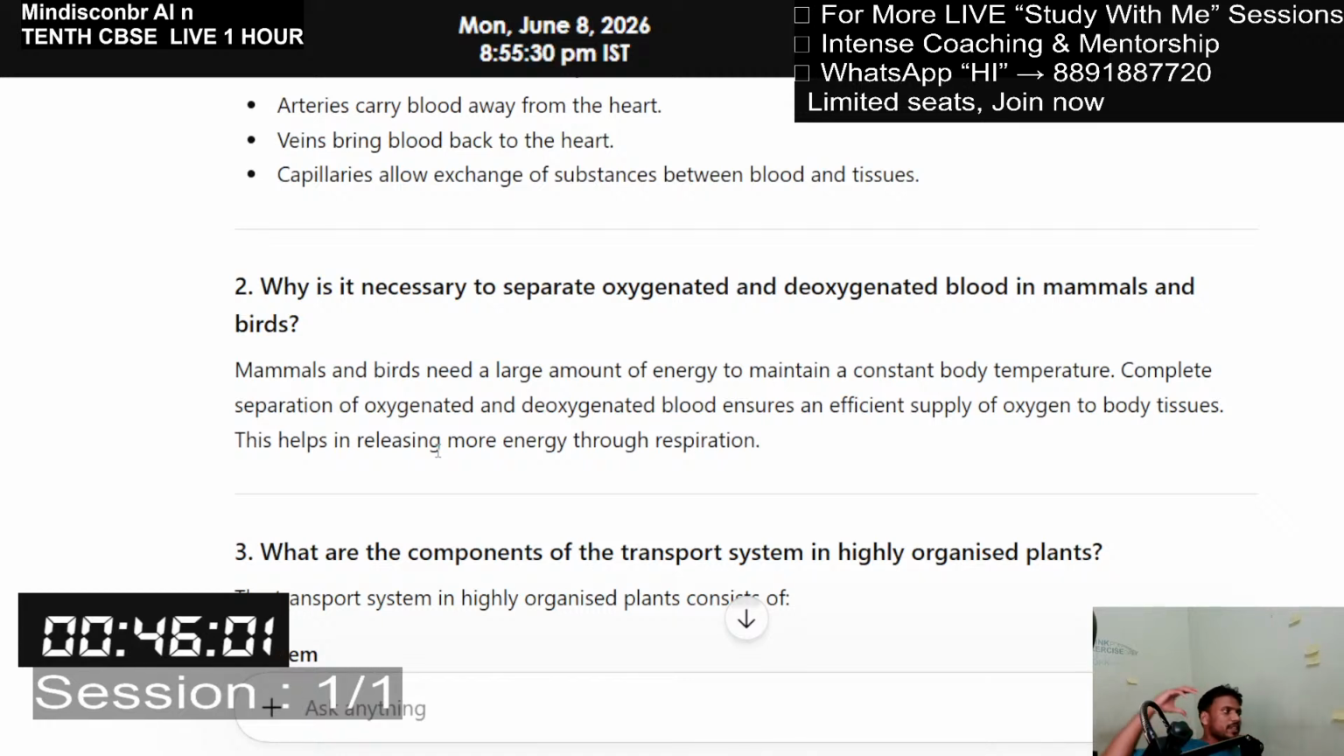So what happens? Since there is complete separation of oxygenated and deoxygenated blood, it helps in a more efficient supply of oxygen to the body tissues. As a result, if more oxygen is coming, what will happen? More energy will be released through respiration. More oxygen means more energy will be released. So the separation of oxygenated and deoxygenated blood will provide a large amount of oxygen, and this oxygen will lead to a large amount of energy through respiration.